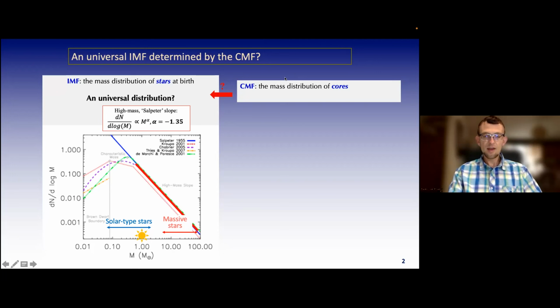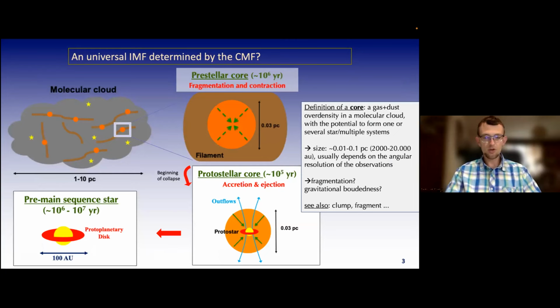Before moving on, I would just like to give a short definition of a core. In this presentation, what I will call a core is a gas and dust overdensity in a molecular cloud with the potential to form one or several stellar systems. We are talking about objects from 0.01 to 0.1 parsec.